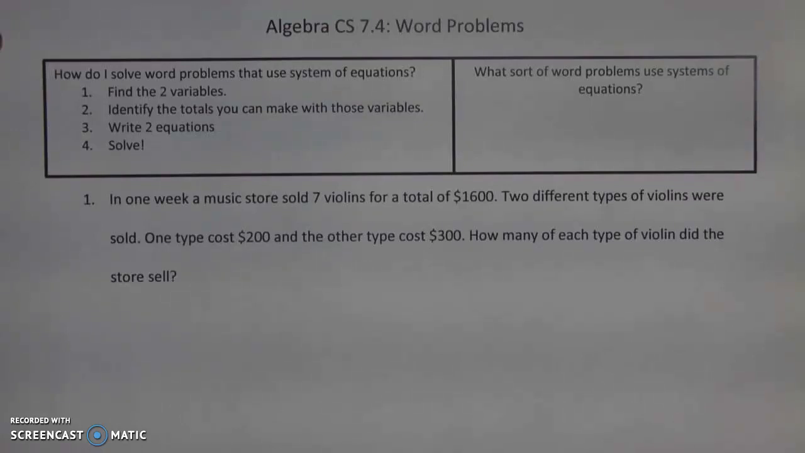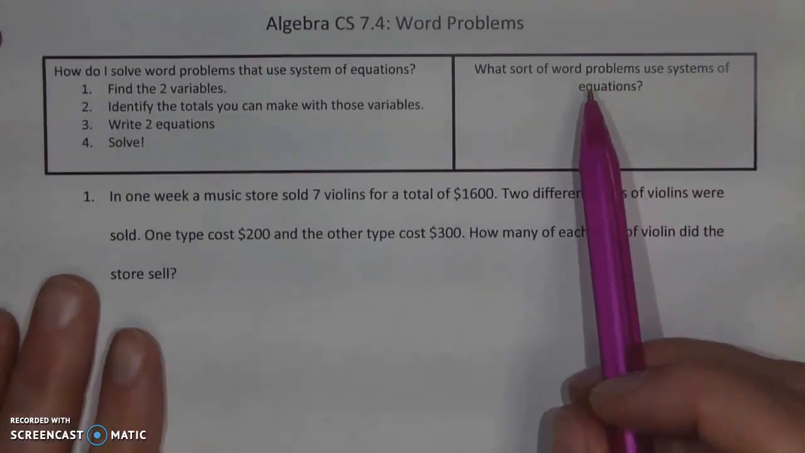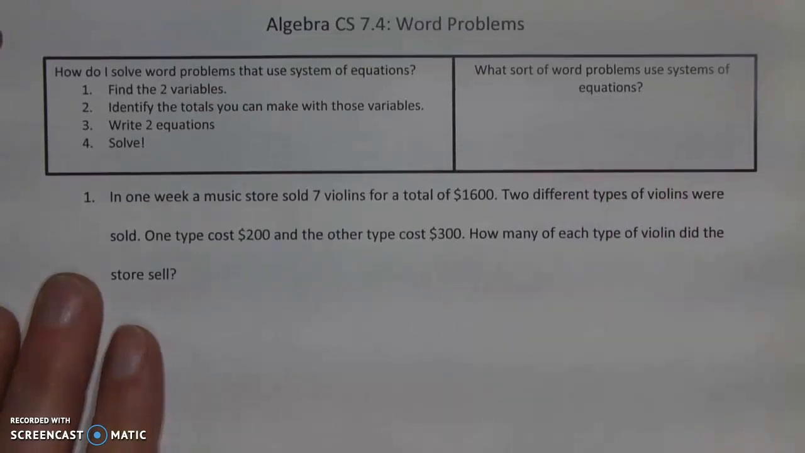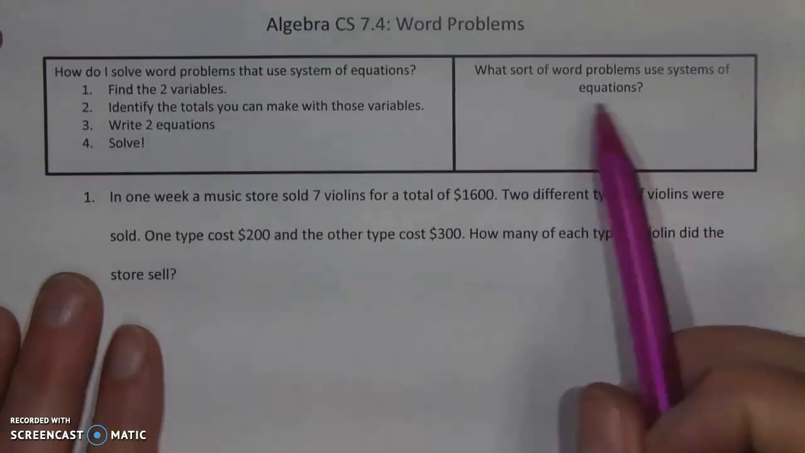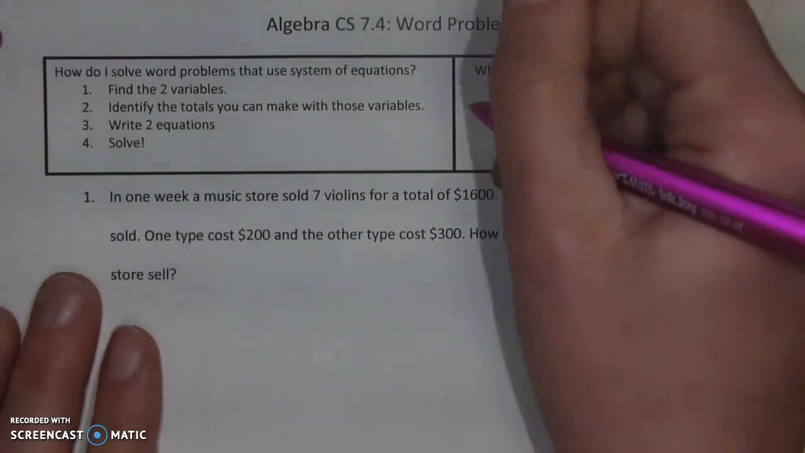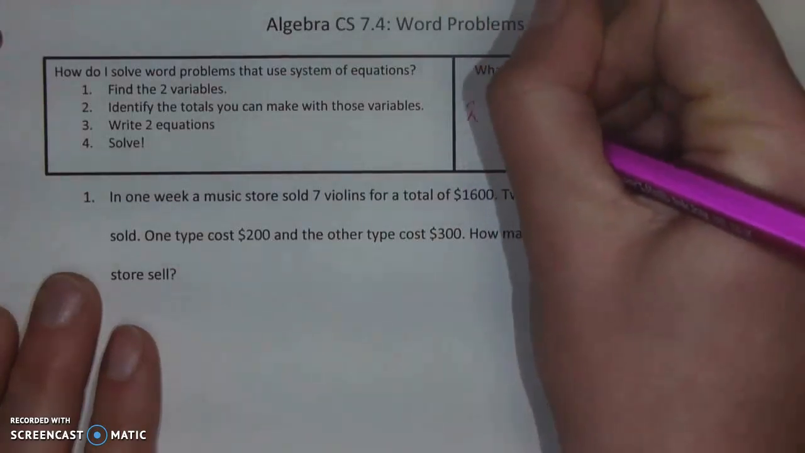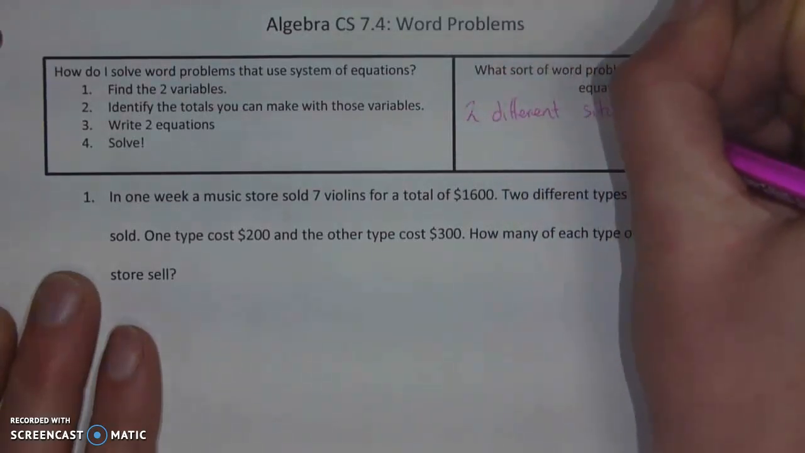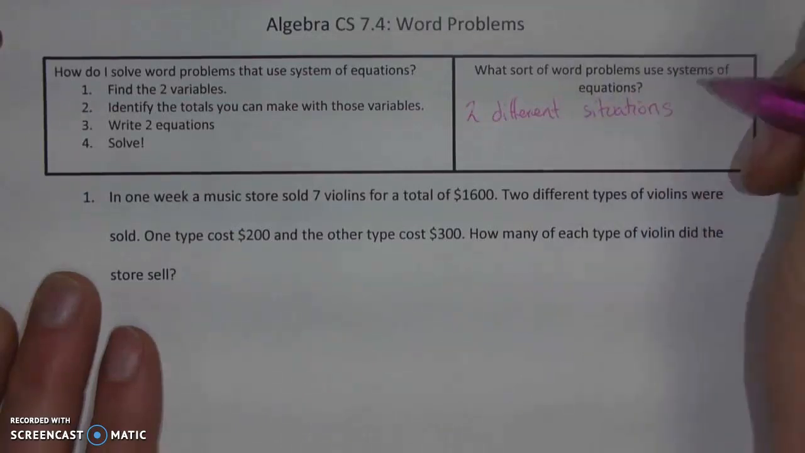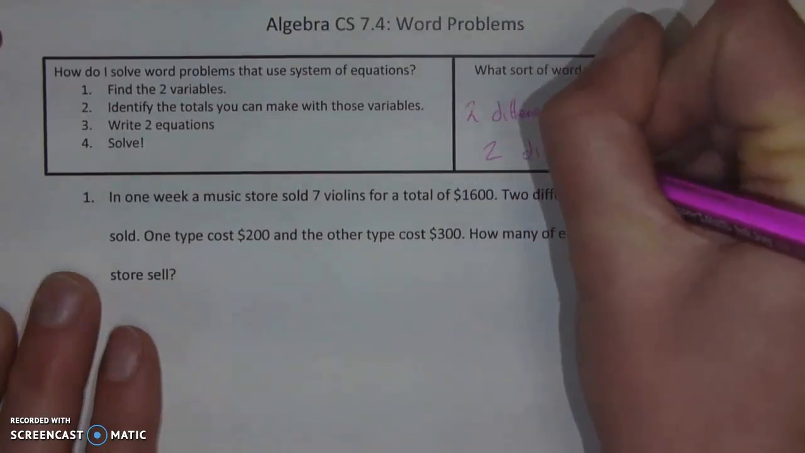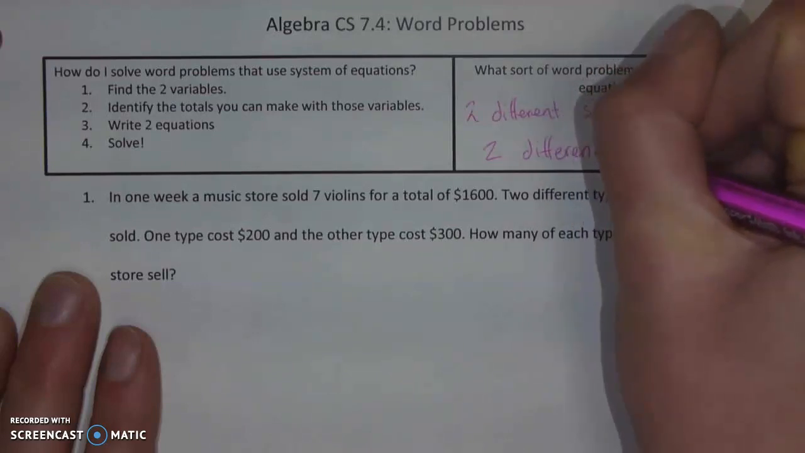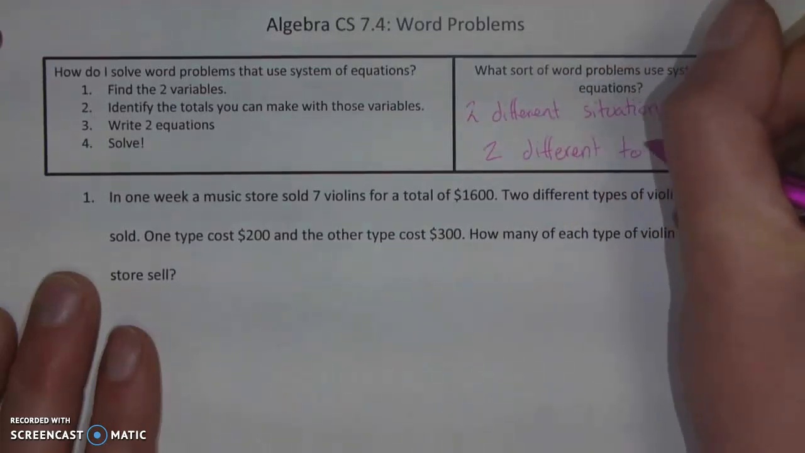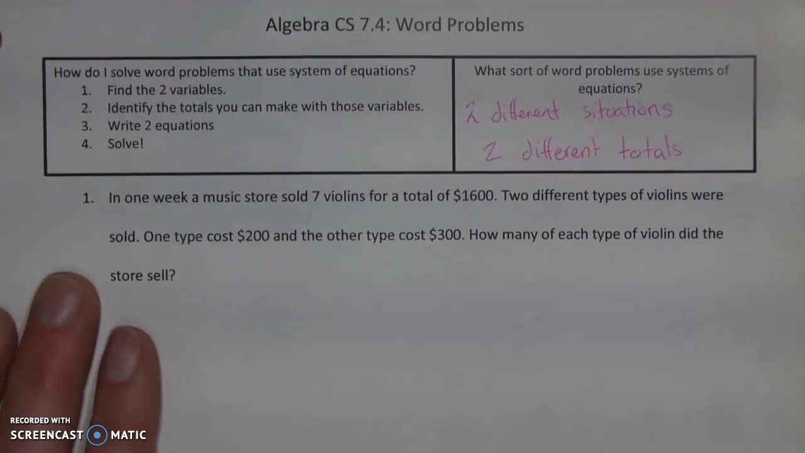Hello, today we are looking at word problems and how you can solve them using systems of equations. Now, I'm actually going to start with what sort of word problems use systems of equations. The sorts of word problems that use systems of equations are word problems that describe and compare two different situations and/or two different topics. And we're really looking here at mostly the totals when it comes to that part.